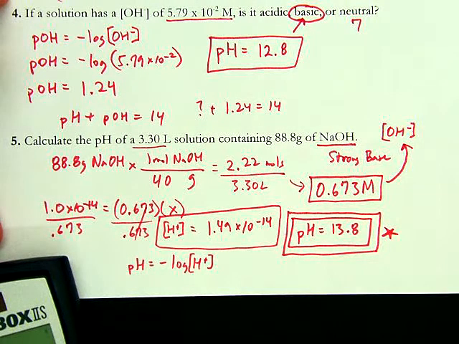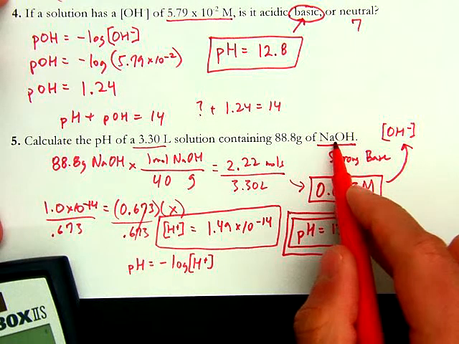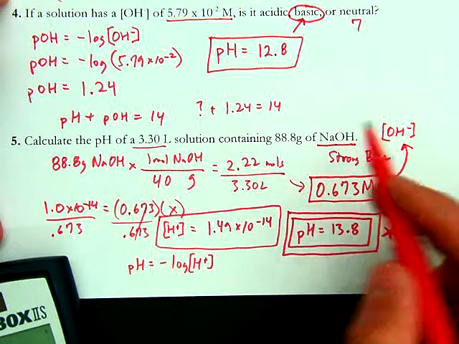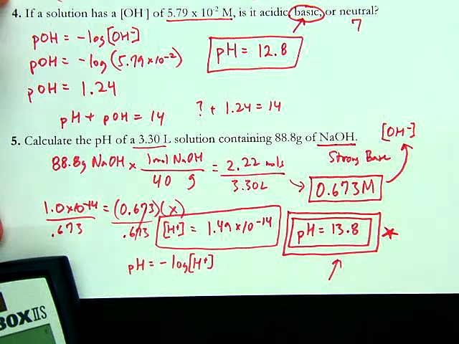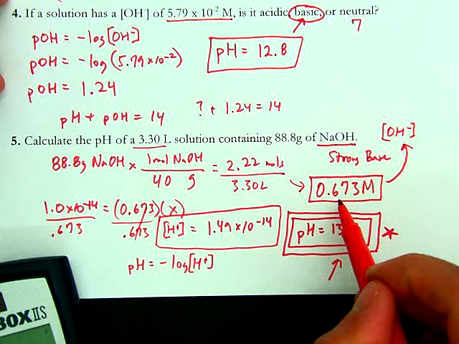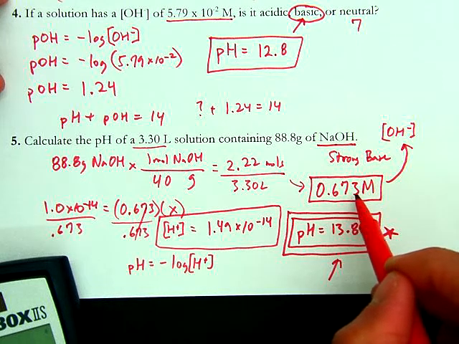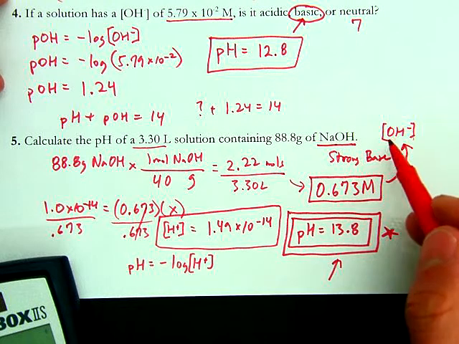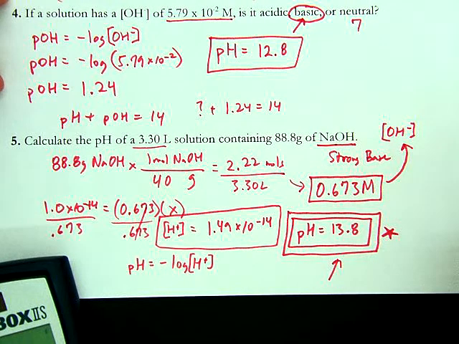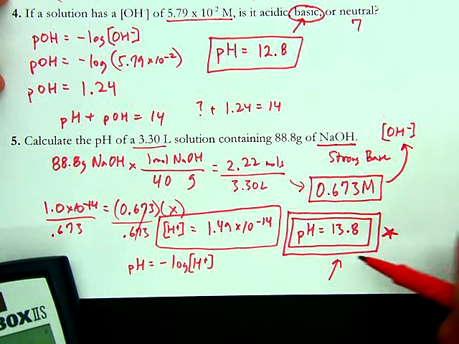And does it make sense? Yes, we're adding sodium hydroxide, which is a strong base, to water. The pH should absolutely be more than 7. It should be basic, and it's much more than 7. It's pretty concentrated. A 0.673 molarity solution produces a fairly high concentration of OH ions in solution.